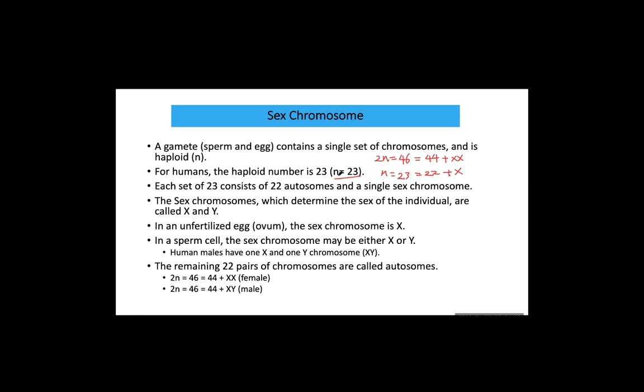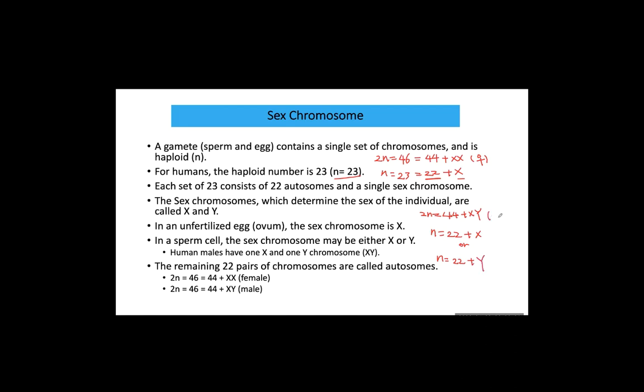So each set of 23 chromosomes consists of 22 autosomes. Inside the cell, except for the sex chromosomes, the rest of the chromosomes are called autosomes. So 22 autosomes and a single sex chromosome. Okay. This is the case of a female. What about the male? In the case of a male, 2n equals 44 plus XY. So a sperm can carry 22 chromosomes plus X, or some sperm can carry 22 plus Y, right?